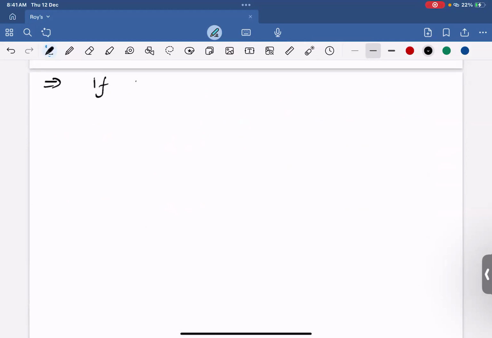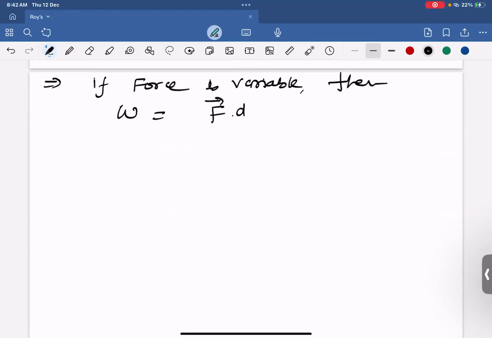Okay, now if force is variable, in that case, work done you have to find for a small displacement ds, and then you have to integrate it from whatever displacement is given, let's suppose 0 to s. That means you take a small displacement, use the force in that, and then you integrate. That is the rule.